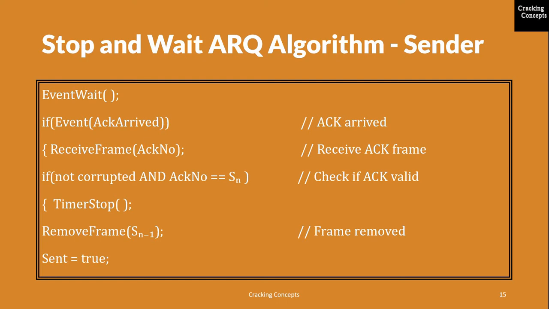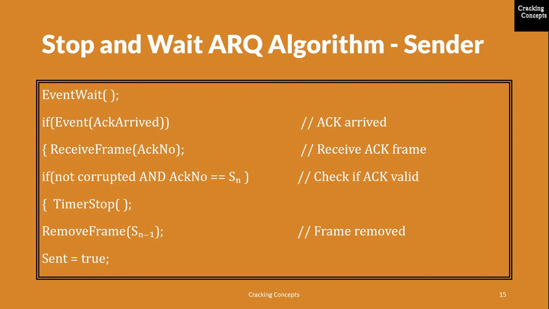Now again, after the packet is sent, the sender will go into a waiting state. Now it is expecting an acknowledgement from the receiver side. Now the event will be to check if the acknowledgement has arrived or not. Now it has arrived, so it will receive the frame with the corresponding acknowledgement number.